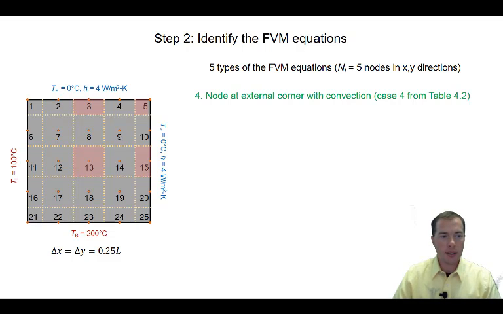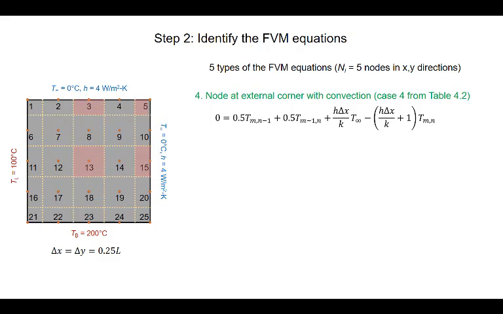The fourth case is the node at the external corner with convection on two sides. This is case number 4 from table 4.2. The equation provided in table 4.2 is as follows. We need only now translate this into our particular node counting convention. The mn minus 1 represents the node below mn. That is the k plus ni node. K represents 5, plus 5 is 10, and ni equals 5. The m minus 1n node is the node to the left of the corner node. In this case, it is 5 minus 1, the k minus 1 node.